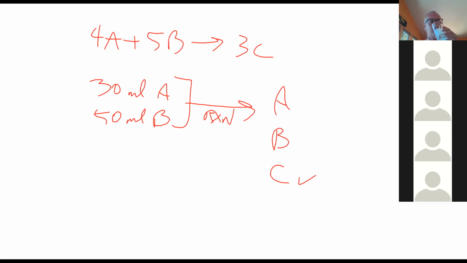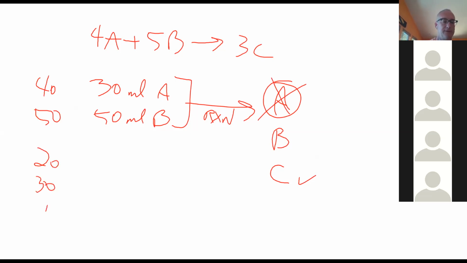So B left over, maybe? A is going to be consumed. Right, all of the A is gone because we have less of it than we need. We need exactly 40 plus exactly 50. That's what we need. Or 20 plus 30, or 10 plus 15. We need that precise ratio. Anyway, you know what I mean. That ratio has to be 4 to 5. Here it's only 3 to 5. So all of the A gets consumed and there's going to be B left over.